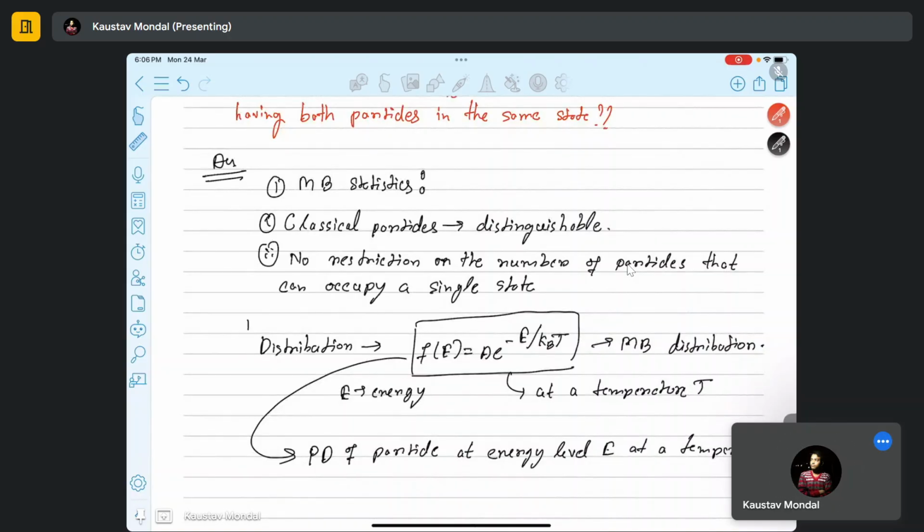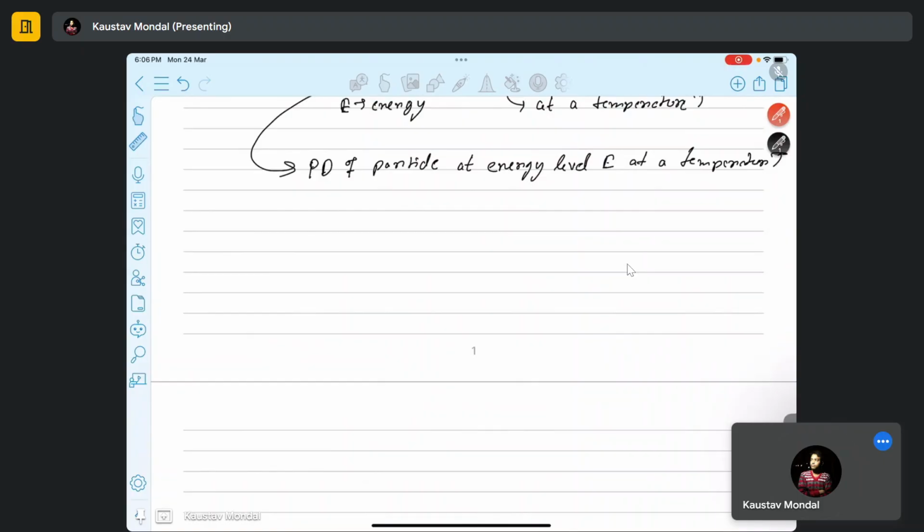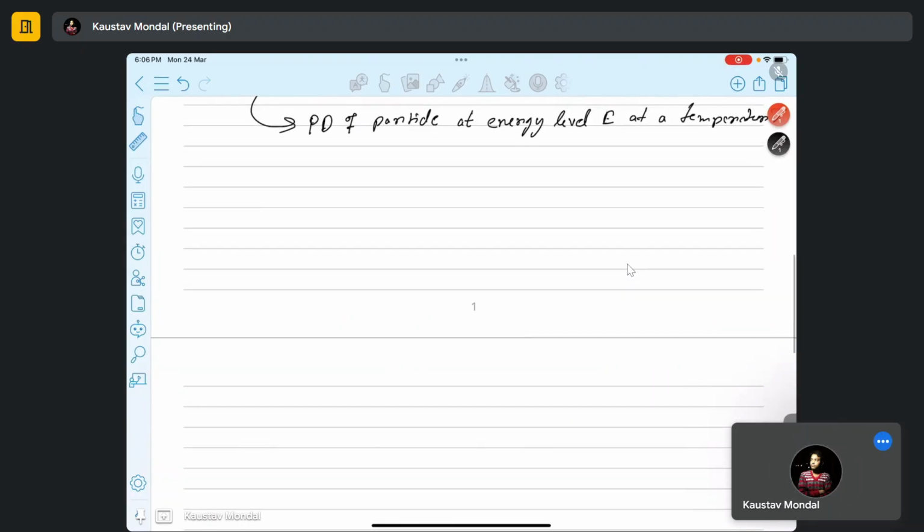That's the MB stat. Next comes the Bose-Einstein statistics. Okay. So the second one is the Bose, or I can write it as B statistics.